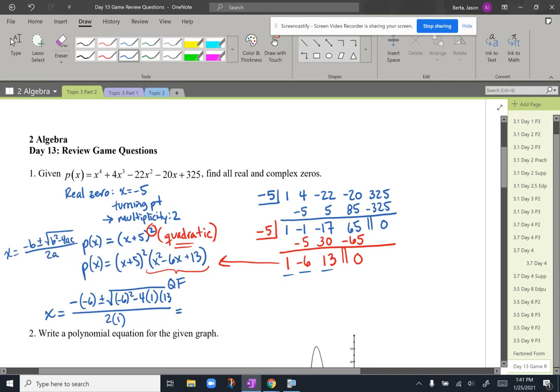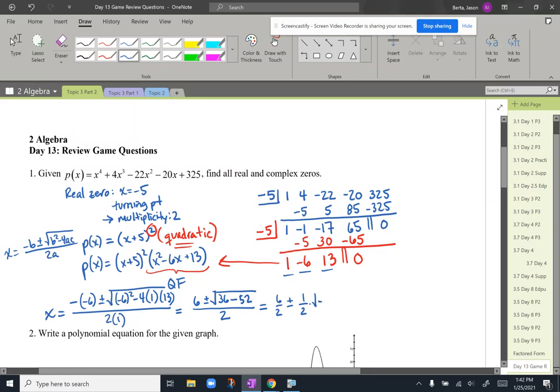A negative of a negative 6, that's a positive 6, plus or minus the square root of negative 6 squared is 36, minus 4 times 1 times 13, that is 52. Take the square root of that. 2 times 1 is 2. All right, we're getting closer. We can distribute the 2, so 6 over 2, right? 6 over 2 plus or minus 1 over 2 times the square root of 36 minus 52.